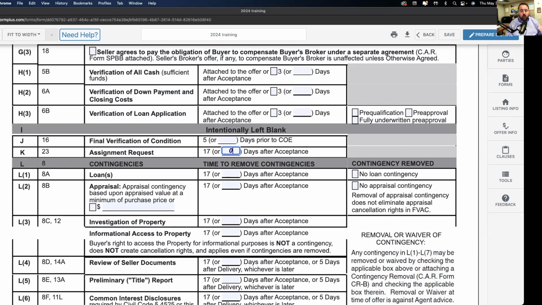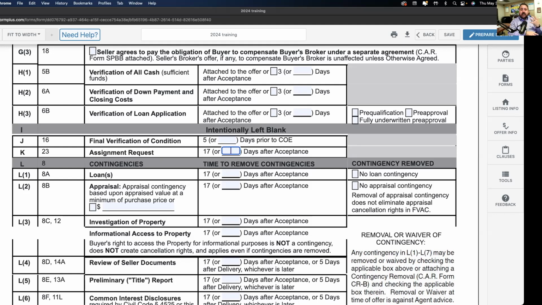An assignment request: an assignment is if I am the purchaser and I maybe want to assign this purchase to another buyer, right? That would be the assignment request. I would have, in this transaction, 17 days in which I can request of the seller their authorization for me to assign this.